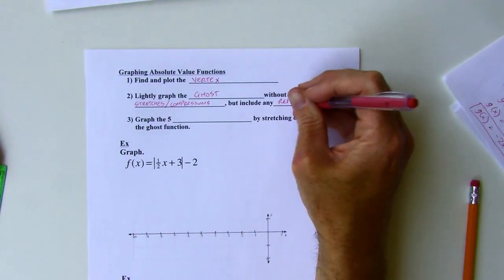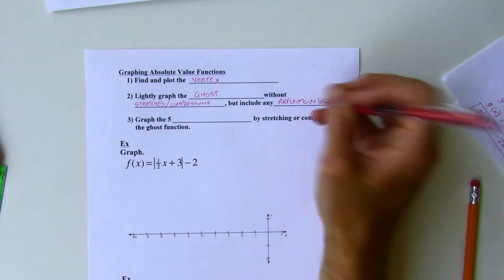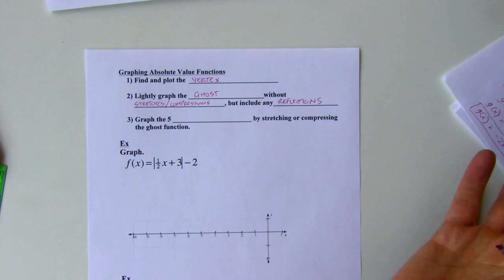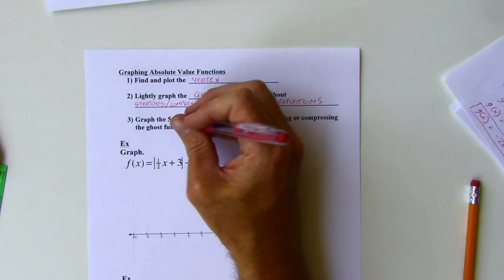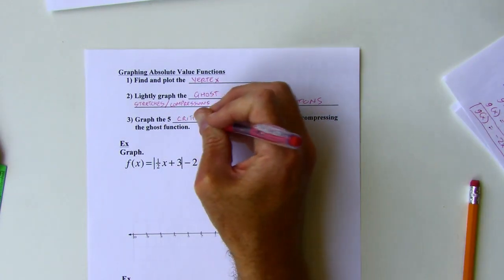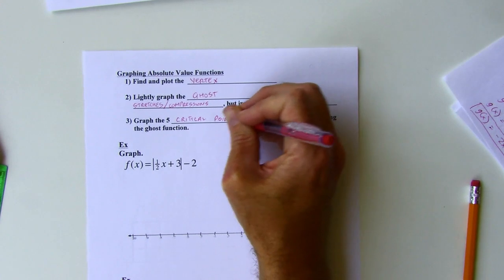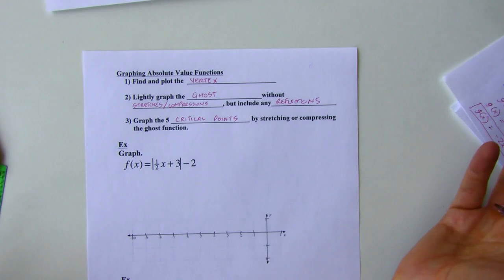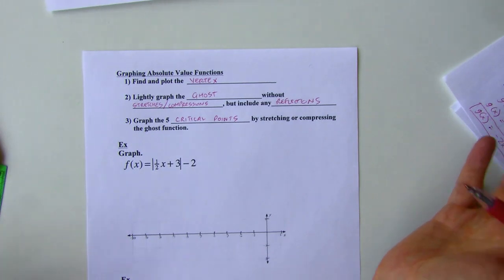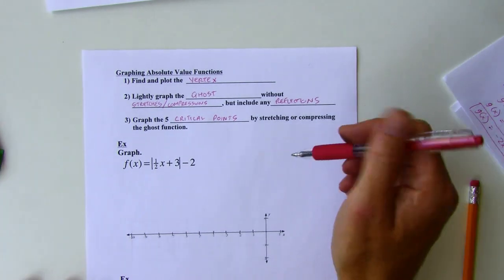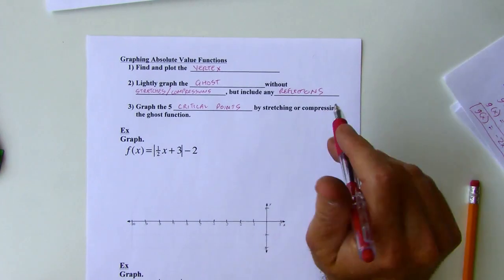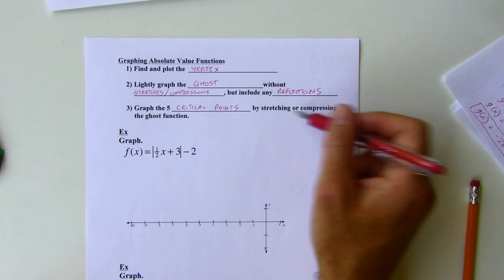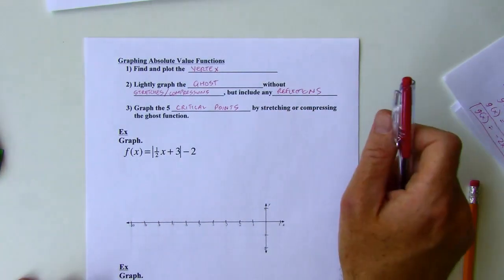Now it's not absolutely necessary that you graph the ghost, but I think it's really helpful to see what's going on. And then this says graph the 5 critical points. If you just do 3 points for these, it's fine, but it's always good to do 5 just to make sure. I'm not even sure I left enough room for 5 on these. I would be happy with 3, but I put 5 to make it official up there. And then you're going to do those by stretching or compressing what we have with the ghost. So let's run through this.